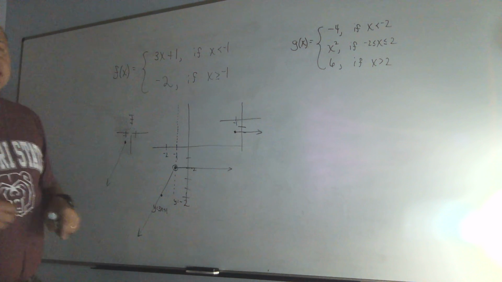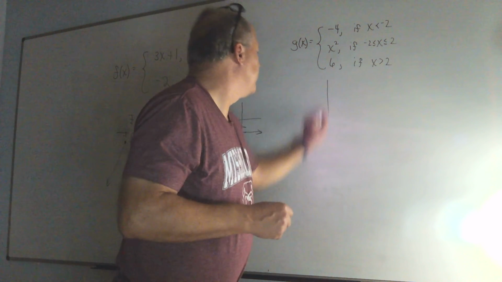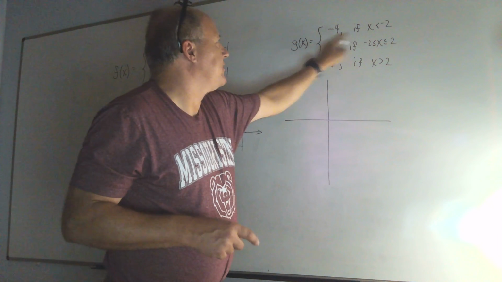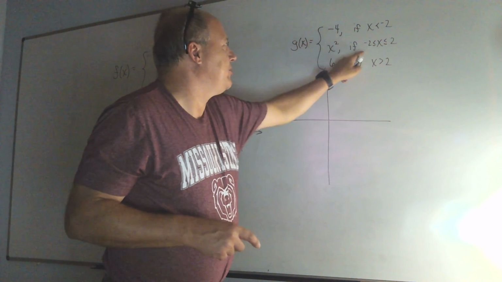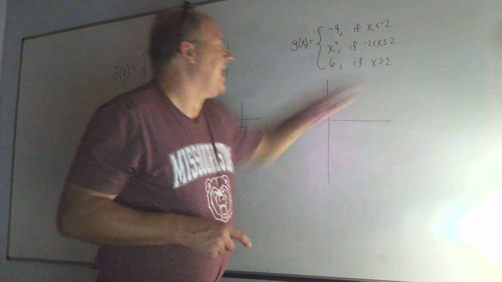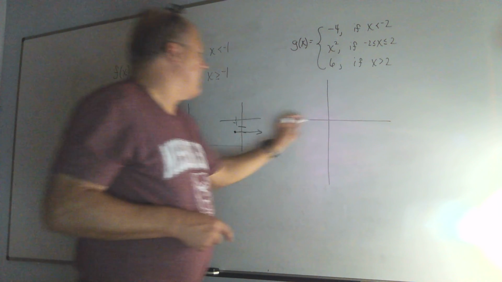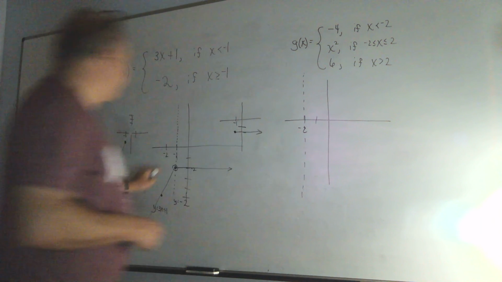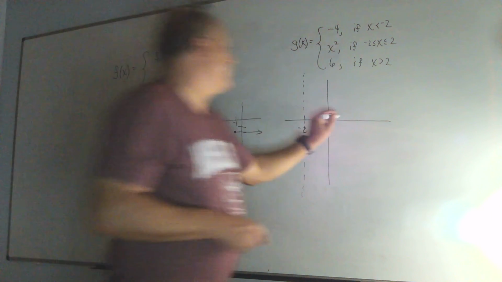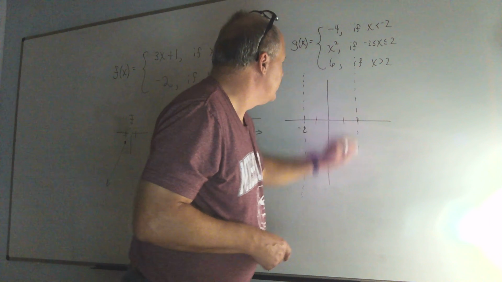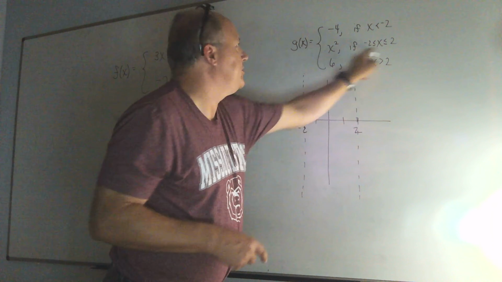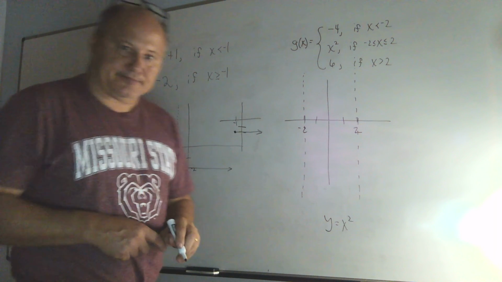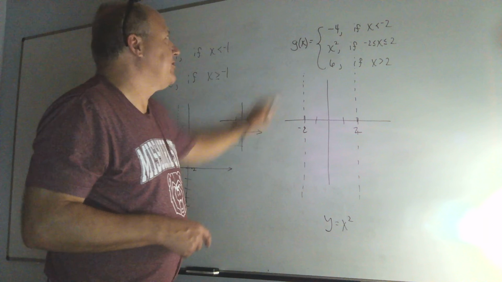So, this one's kind of the same thing, but this time there are 2 boundary points. Because if you notice, it's negative 4 on the left, x squared between negative 2 and 2, and 6 for only greater than 2. So the boundary points are going to be at negative 2, just like over here it was at negative 1, and at 2. So in between negative 2 and 2, it's going to be x squared. So it's y equals x squared in the middle. So that's a parabola.